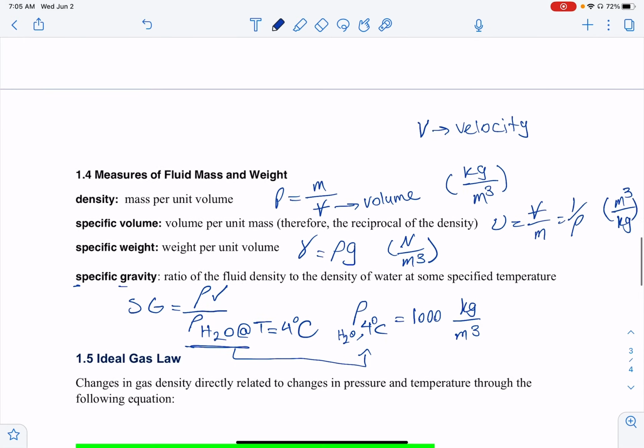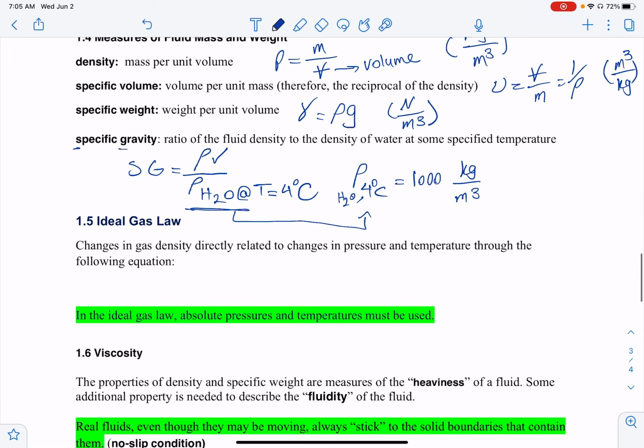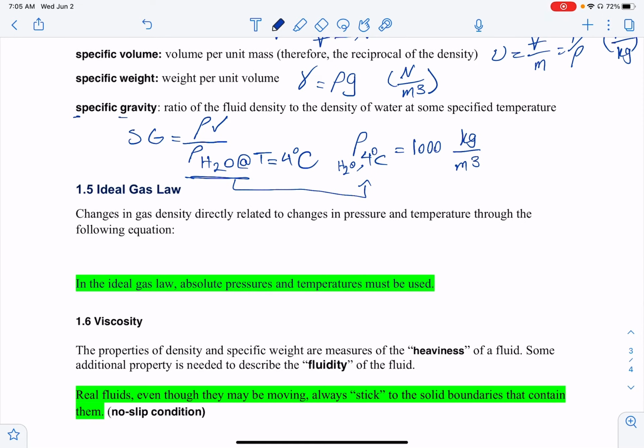So we talked about the fluid mass and weight. And now we're going to talk about the ideal gas law. I'm not sure if you guys have taken thermodynamics or not, but we talk more about the ideal gas law in thermodynamics. Just to mention it, the ideal gas law relates the change in density to changes in pressure and temperature.